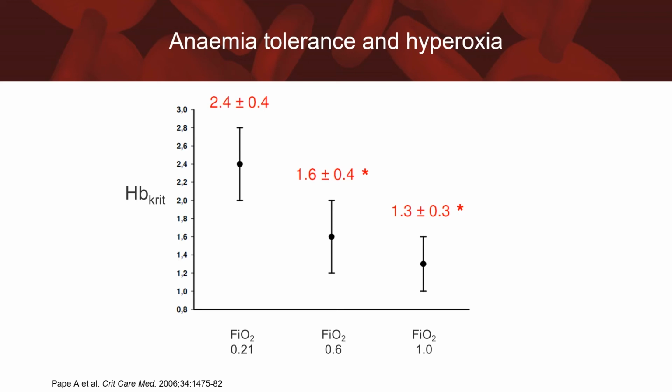Hyperoxia is very effective in increasing anemia tolerance. What you can see here is that the critical hemoglobin concentration can be lowered to values as low as 1.3 gram per deciliter if the FiO2 is 100%.